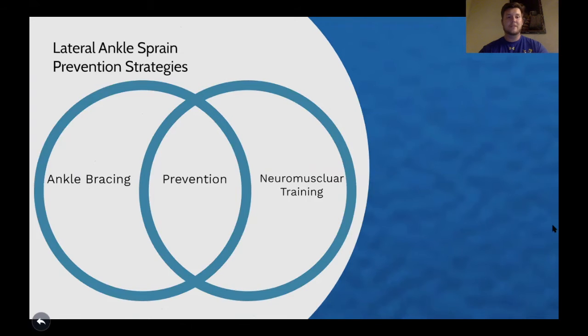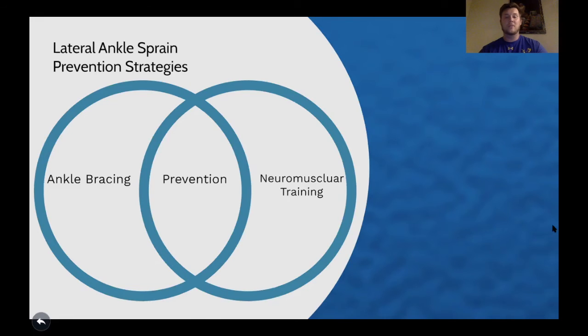When you're looking at what the research does say as far as effective preventive strategies, it's really ankle bracing and neuromuscular training. Obviously, ankle bracing has been shown to decrease the chance of suffering from a lateral ankle sprain. It's important to understand that there may be some negative effects towards repetitive ankle bracing, but all the literature does show that that supports it, especially in a situation where they may be at a high risk, such as playing a basketball game much more than walking to class.